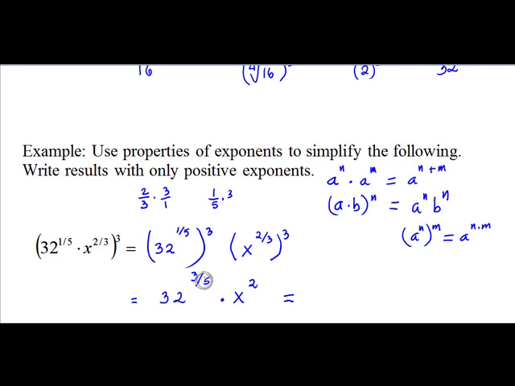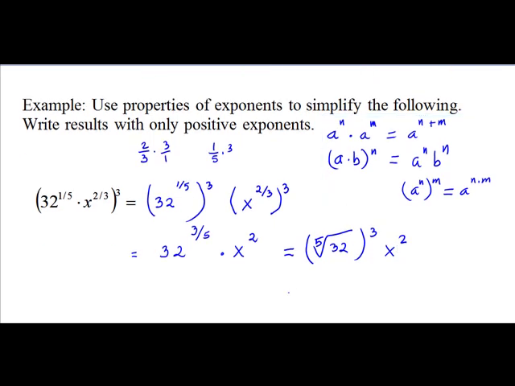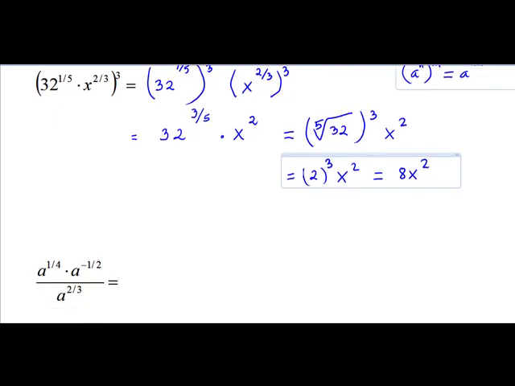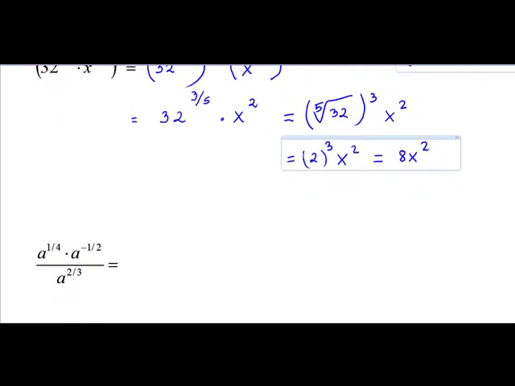Okay, and then let's simplify this by rewriting to a radical. So we have the 5th root of 32 to the cube power and x squared. When we simplify, the 5th root of 32 is 2, and you cube it, so I have 8 x squared. Okay, let's try the next example, last example.